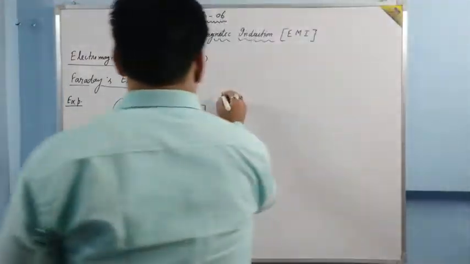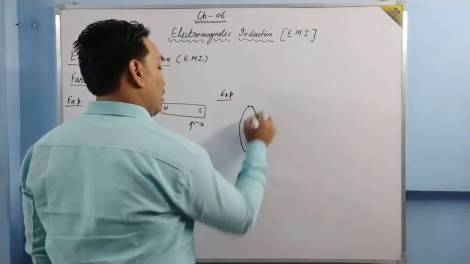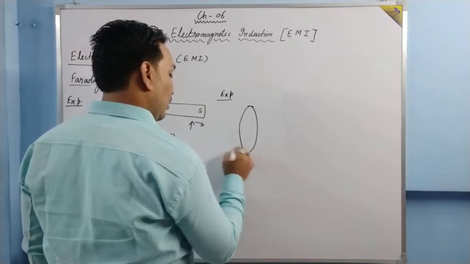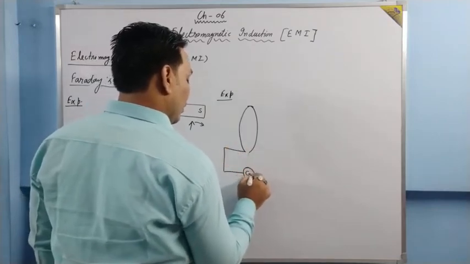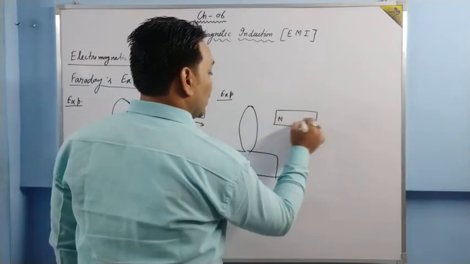Again, he did an experiment. This time, let this be the coil connected with a galvanometer, and here is a magnet. This time what did he do?